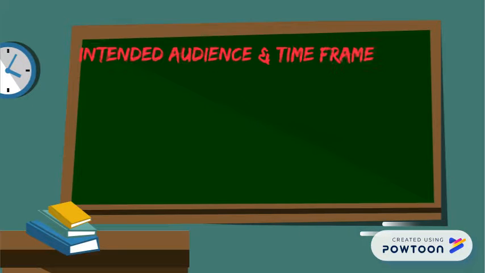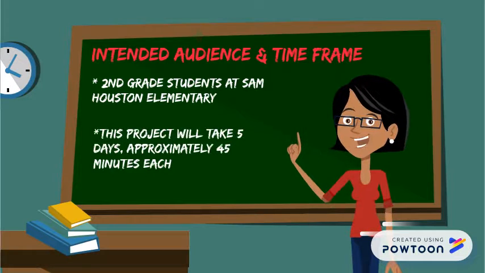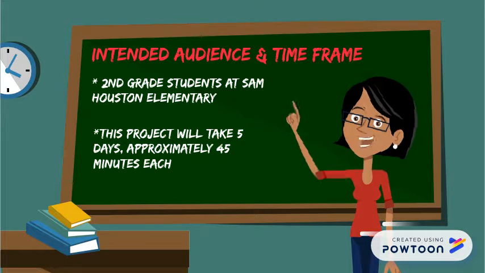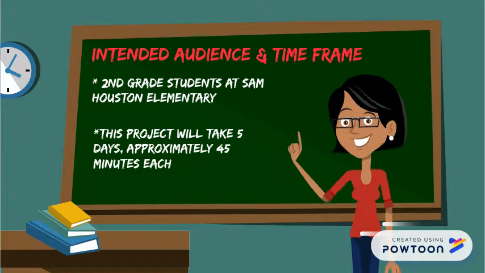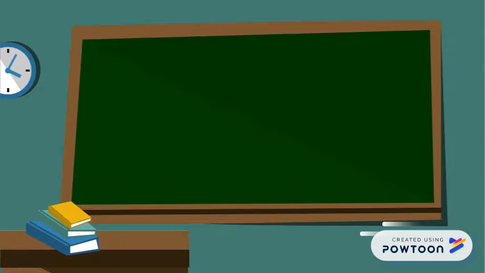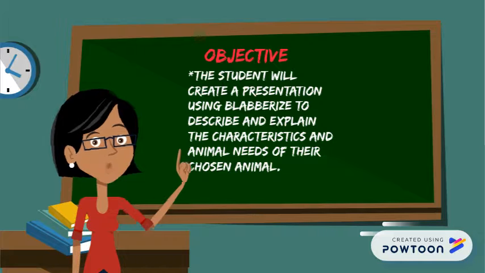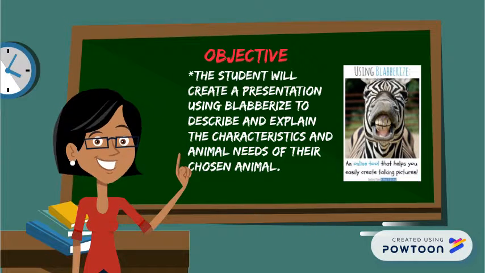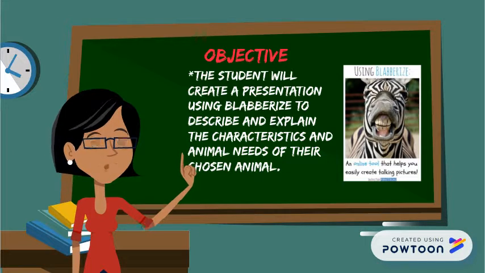The intended audience for our project are my second grade students at Sam Houston Elementary. This project will take 5 days to complete and will require 45 minutes each day. The objective of this project is that the student will create a presentation using Blabberize to describe and explain the characteristics and animal needs of the chosen animal.